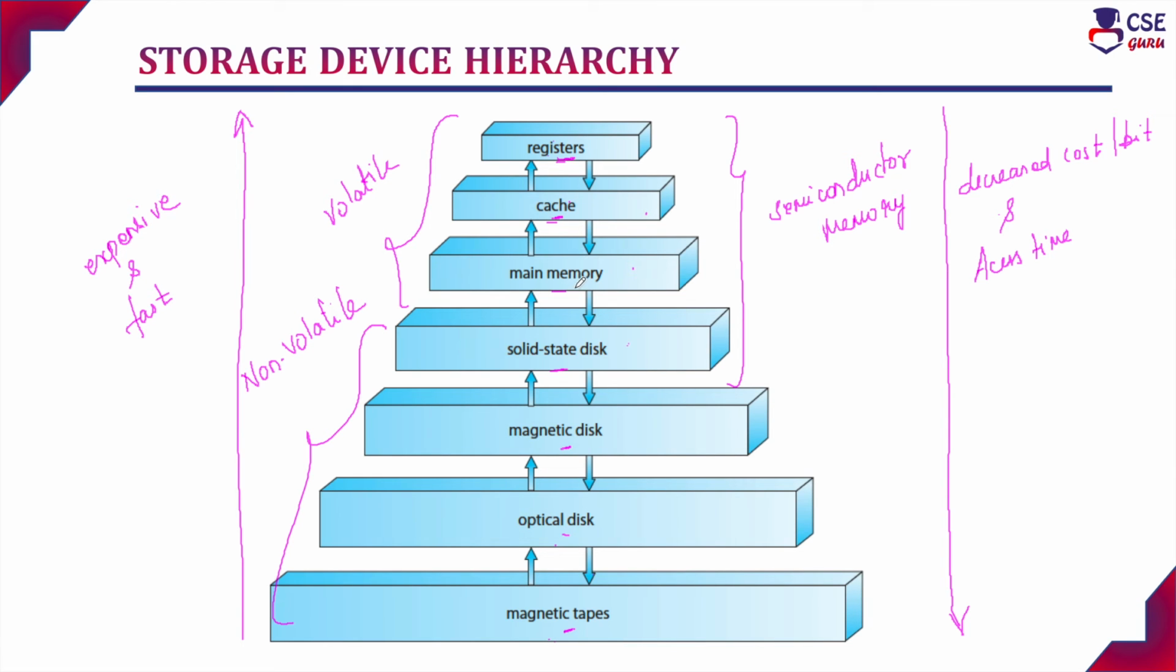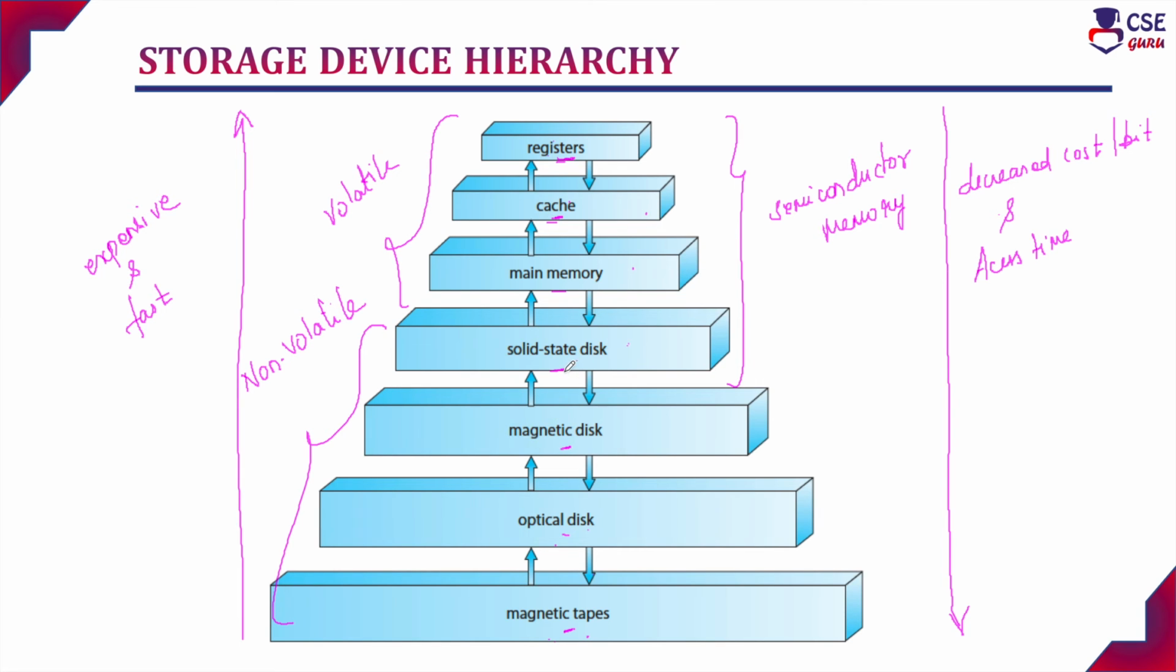So what do we mean by volatile? Once the power is switched off for these devices, registers, cache memory, and main memory, the data will be erased. Data will be lost. But in solid state disk, magnetic disk, optical disk, and magnetic tape, the data will reside permanently. Even when you switch off the system, or when it is not in use, data will be stored until the user erases or deletes it. The data stored in non-volatile devices is safe for keeping. We can keep the data for a long time permanently.